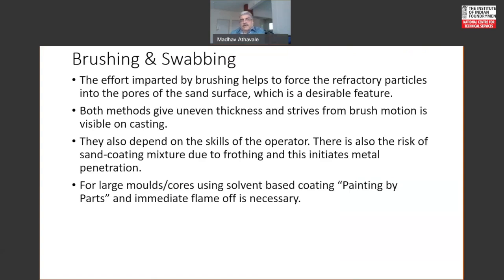If for some reason you are required to use solvent-based or spirit-based coatings for large molds and cores, then a technique called painting by parts has to be used. It is very important that after the coating has been brushed or swabbed, you should immediately light it off so that the binder in the coating becomes effective and the coating will adhere to the surface of the mold or core properly. If, because there is a big mold, you keep on painting and in the first painted portion the alcohol gets evaporated, then the bonding of the coating to the sand substrate will not be adequate and you may get the coating washed off and associated casting defects. So this technique of painting by parts and then immediately flaming it off is necessary.